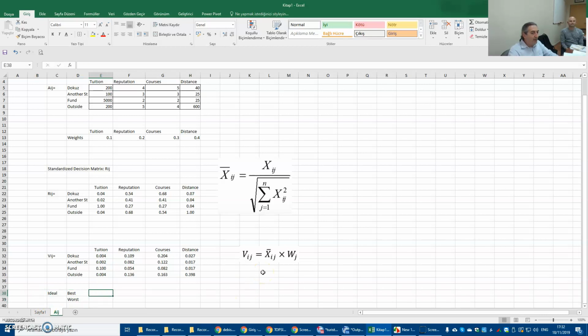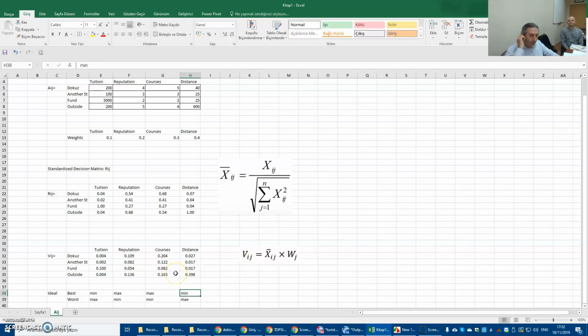So for tuition, best is maximum or minimum? Yeah. Minimum one. That's good. And first, the maximum one. Reputation, the best is? Highest one, maximum one. And the worst, minimum one. Courses, the best is maximum value and the minimum one. Okay. And distance, the best: minimum value, like tuition, okay, in terms of cost to arrive, and maximum one.